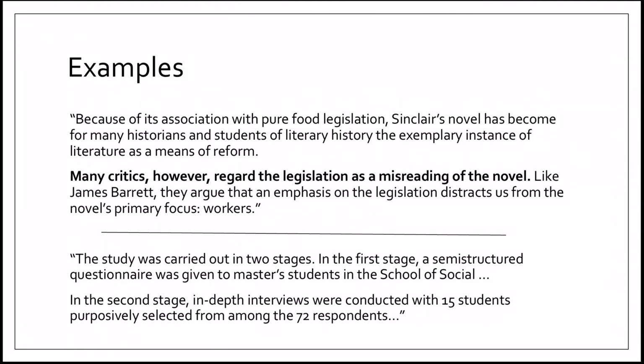Many critics, however," we got that transition, right? We're saying "many critics, however," so now we're like, oh, okay, somebody else is going to say something. "Regard the legislation as a misreading of the novel." So in this instance, I'm saying, well, those people thought one thing over there. However, we're going to move over to this other thing over here because really I'm trying to show you what the reality is as opposed to what the people think it is.